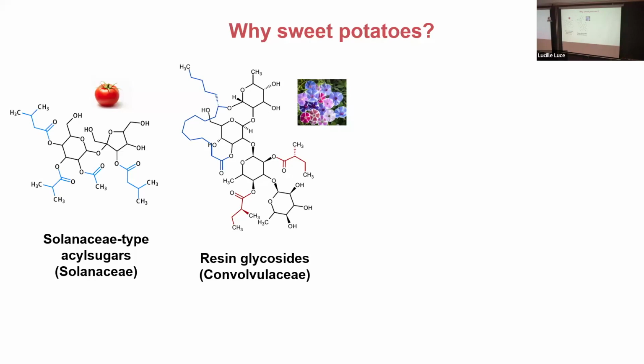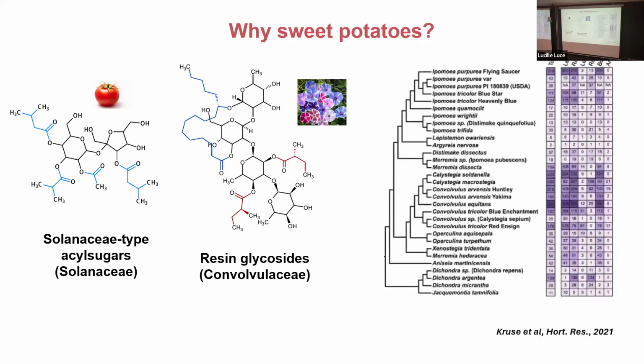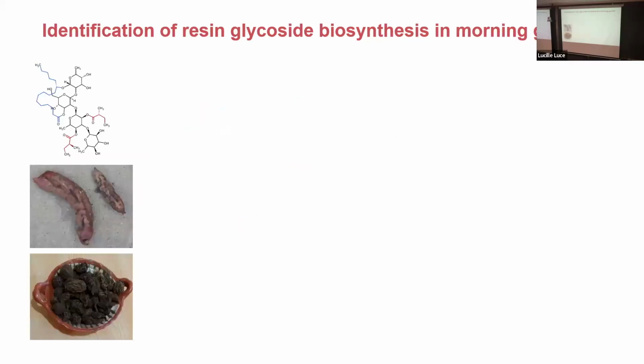So what we found out in my lab is that we have a huge diversity of resin glycosides across 30 different species of the morning glory family. And this diversity allows us to do more mechanistic investigations of how it arose. So resin glycosides are important for sweet potato defense. So sweet potatoes that produce more resin glycosides are more resistant to nematode damage. And they're also medicinally important in Indian and Mexican traditional medicines.